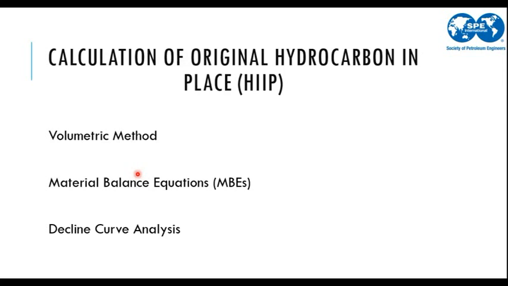So, there are three main methods to calculate the original hydrocarbon in place. HIIP is the abbreviation for hydrocarbon initially in place. We have the volumetric method, and we will talk about it briefly. We have the material balance equation, and this is our main concern during this online webinar. And the last thing is the decline curve analysis, but we wouldn't talk about it very much.